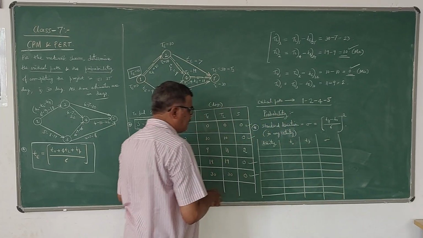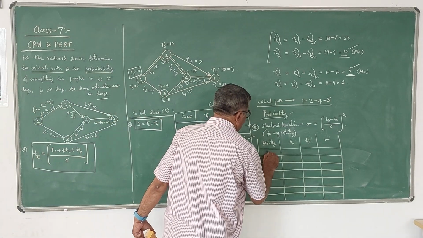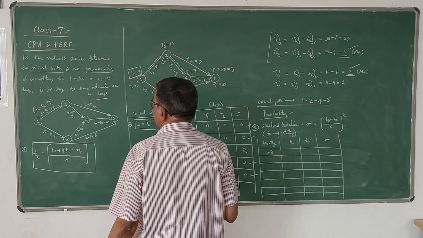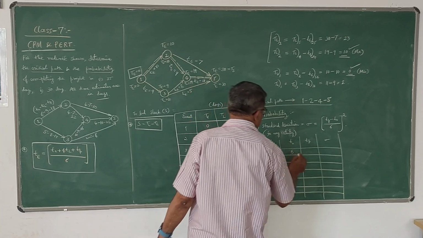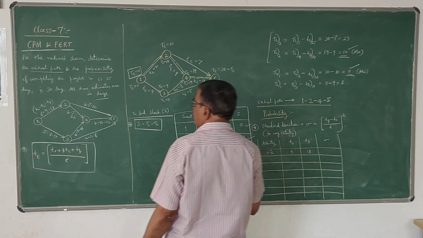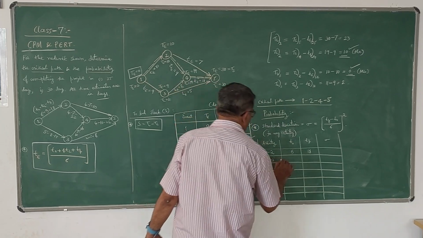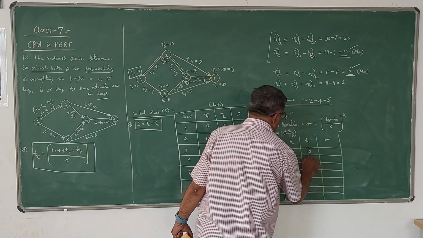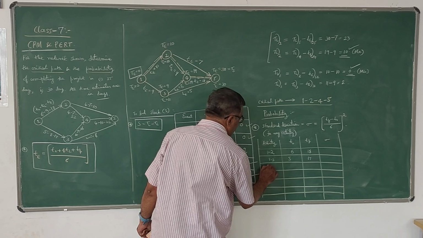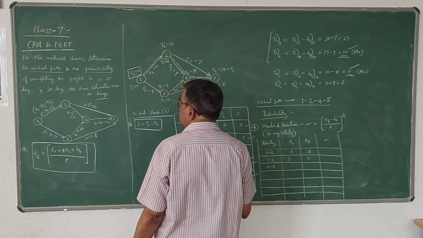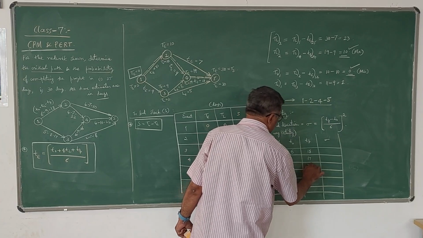So let us write down from the given data. For the 1-2 activity, T0 is 6, TP is 18. For the 1-3 activity, it is 5 and 17, all in days. Next, for 2-4, 4 and 22 are there.